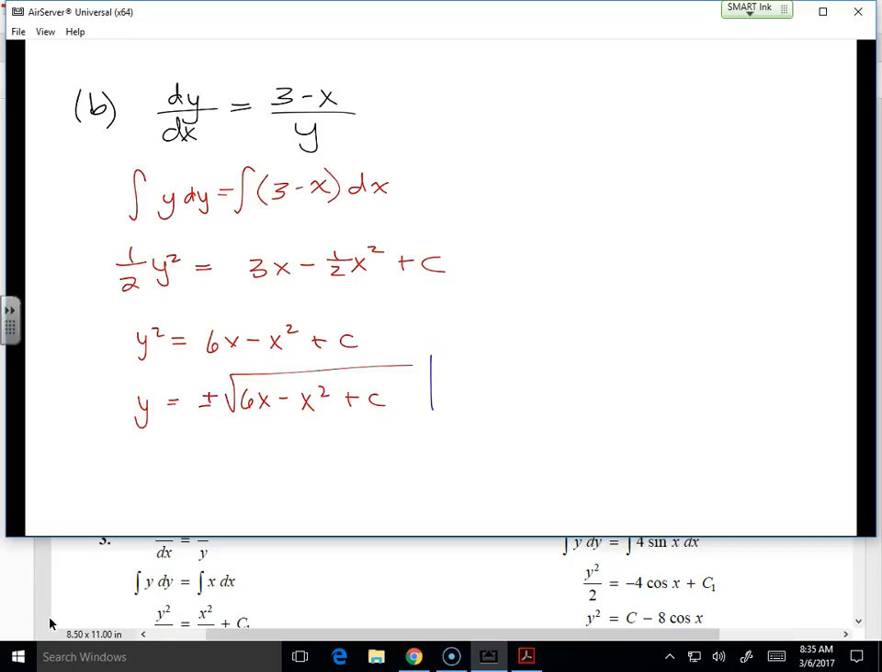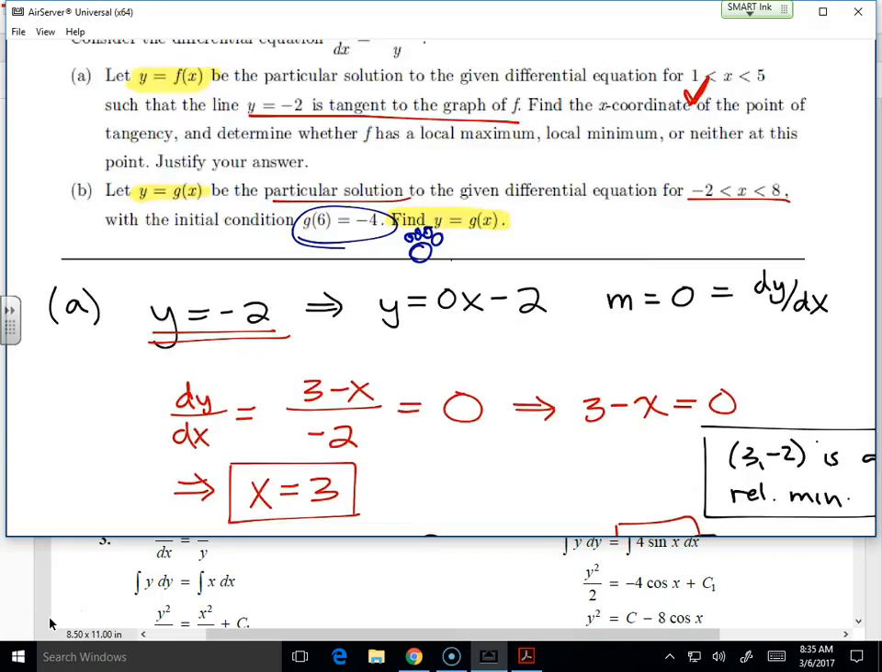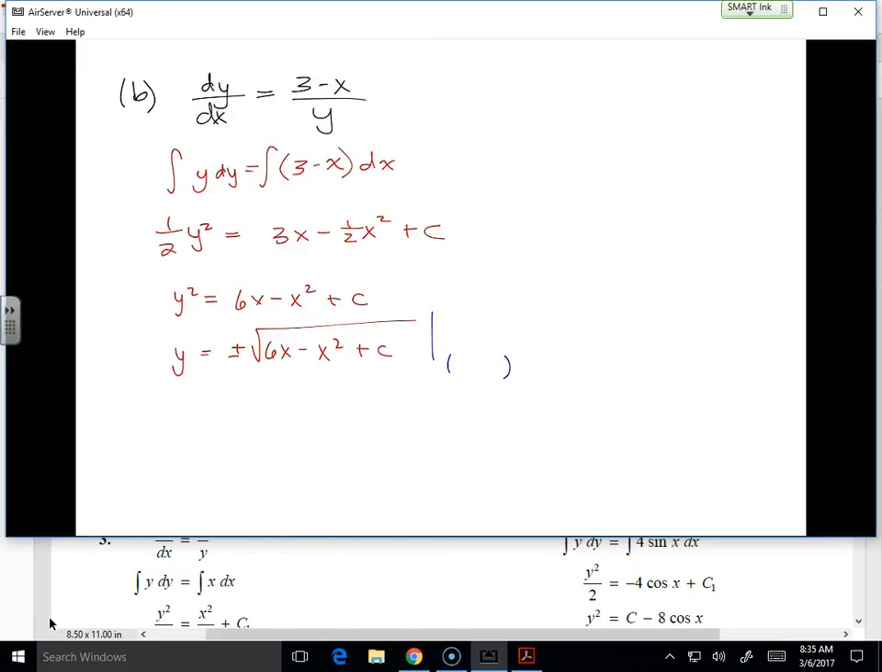What was our clue? Sorry, I was actually asking because I didn't know. 6, -4? Yeah. If y has to equal -4, then question, which part of the square root do I have to choose? Negative. I have to choose negative.